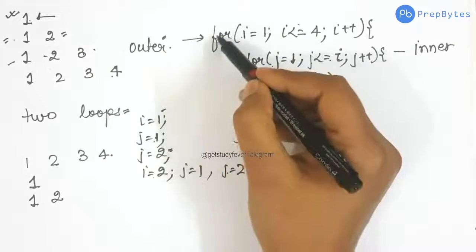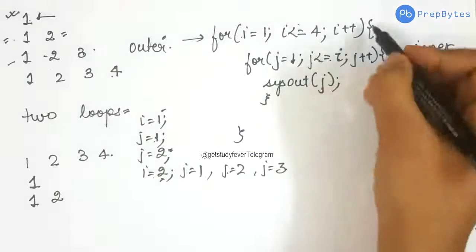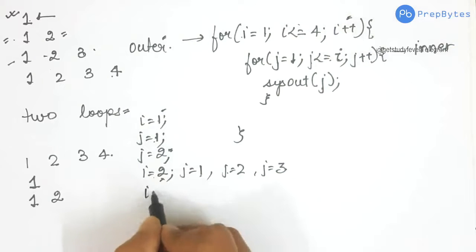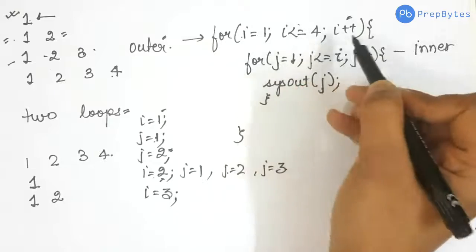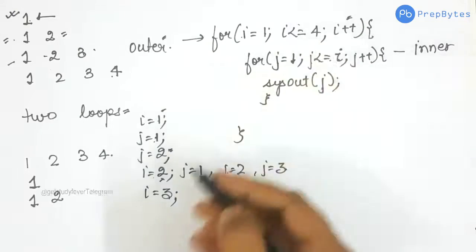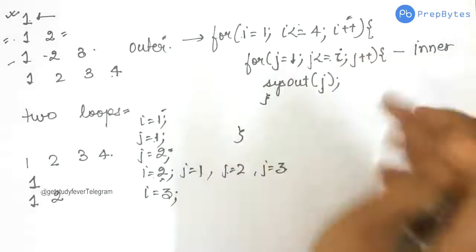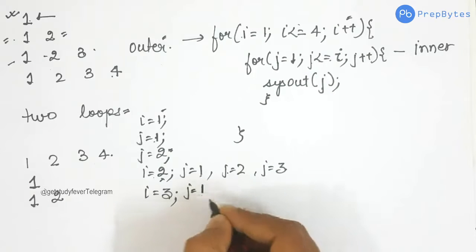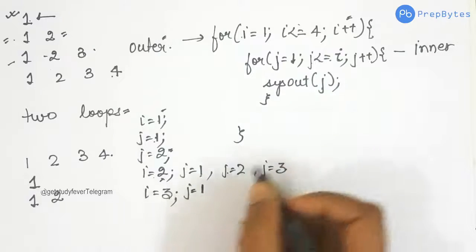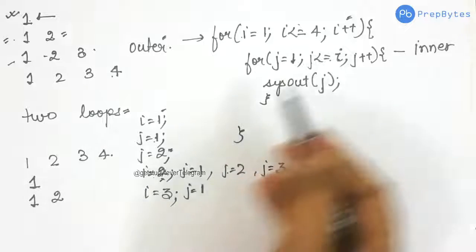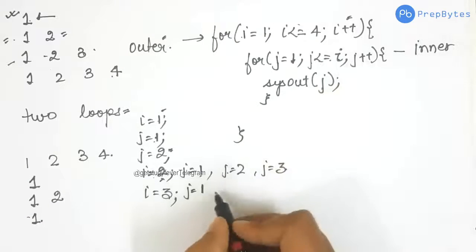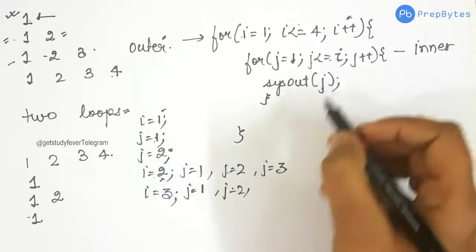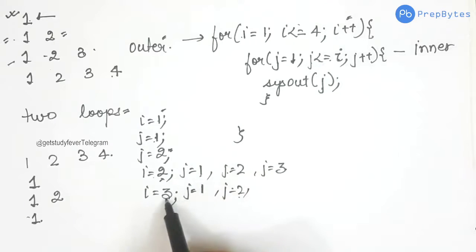When we left the outer loop, i was 2. Now i gets incremented and becomes 3. We check that 3 is less than or equal to 4. Yes, so we again come to the inner loop. We start from j equal to 1. j gets printed. Then j gets incremented. j becomes 2. Now we see, is 2 less than or equal to 3?